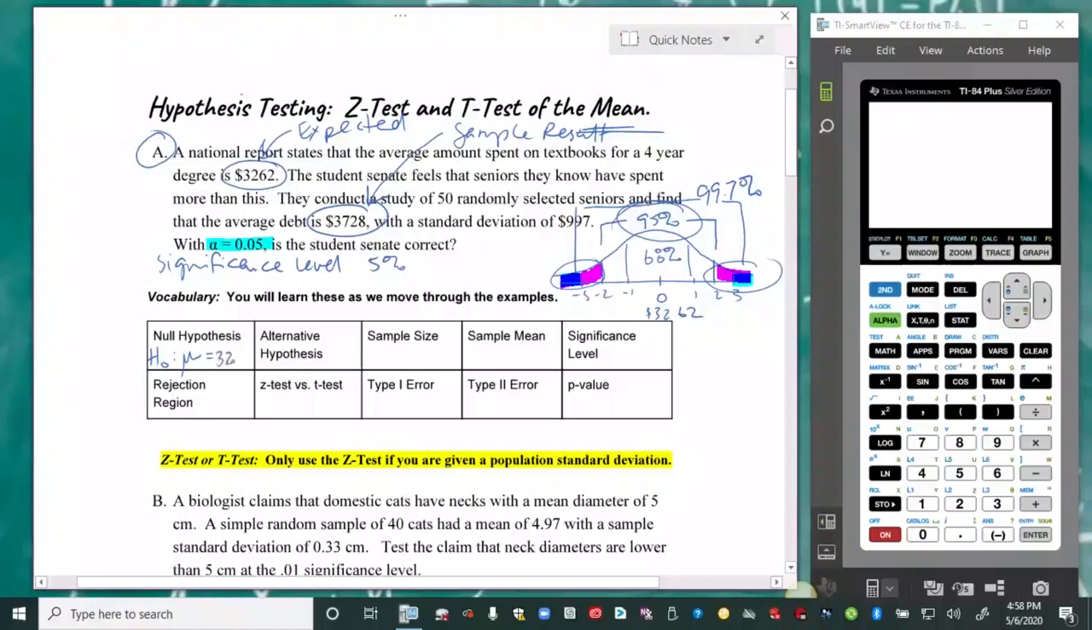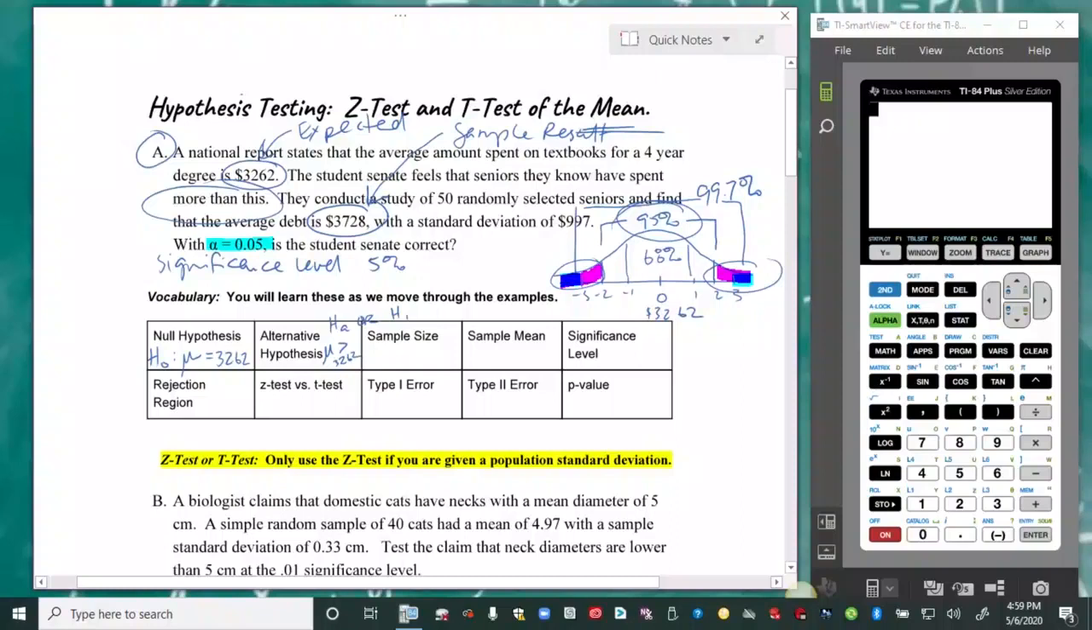Okay, so 3262. Alternative hypothesis. Typically, this is what our assumption is, or this is kind of what our feeling is. The feeling in this one is that they think seniors have spent more than this. So for this alternative hypothesis, which we label H sub A, or you'll see that as H sub 1, in this case, we think it's actually bigger than 3262. Should have made these a little bit bigger.